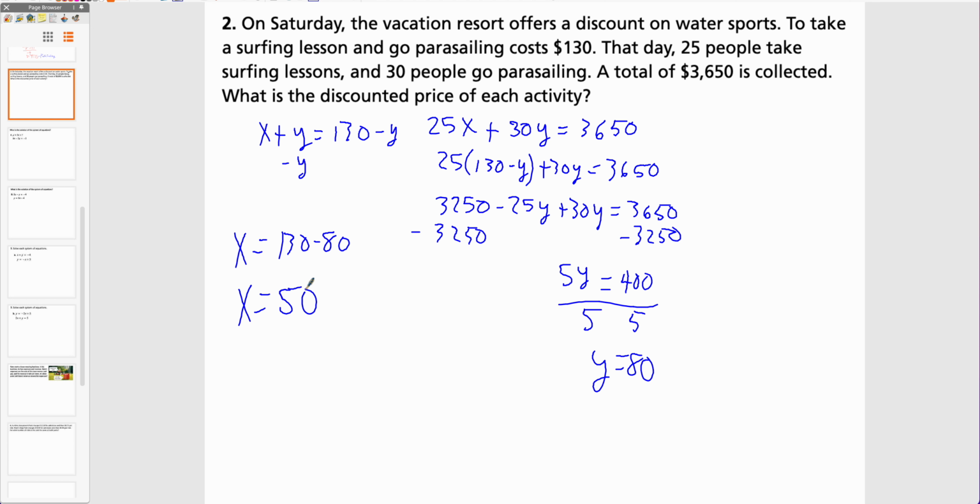So X is 50 for surfing and 80 for parasailing.